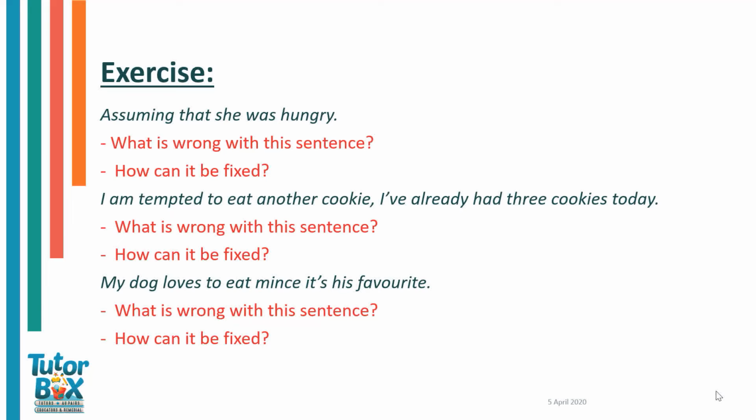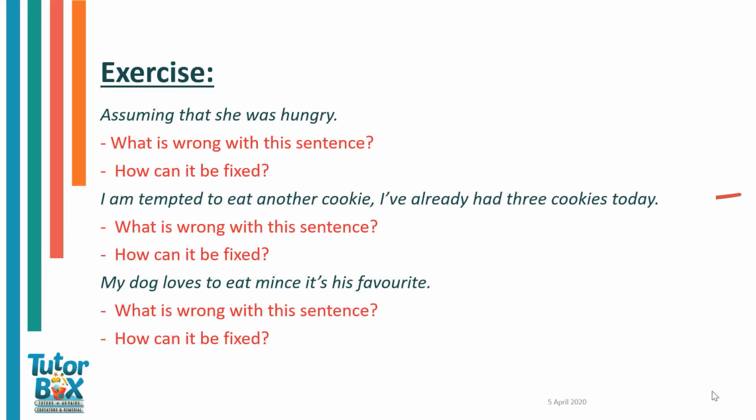How to correct this is by removing "assuming that" and just saying "she was hungry." Or you could add a comma and an independent sentence so that it makes sense, such as, "assuming that she was hungry, comma, he bought her food."